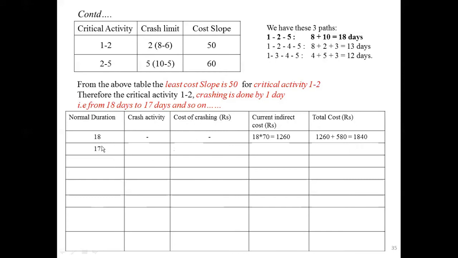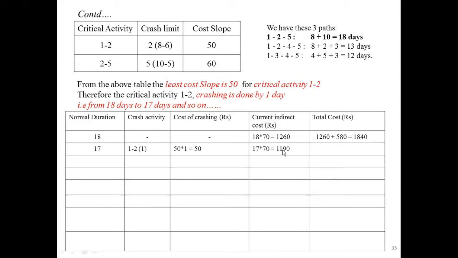Then next, if you reduce by 1 day, from 18 days to 17 days, for the critical activity 1 to 2, because it has the least cost slope, it is 1 to 2 for 1 day. You can reduce only for 2 days. Then the cost of crashing is 50, that is 50 for 1 to 2, 50 into 1, you get 50 rupees. The current indirect cost, reduced to 17 days, you write 17 into 70, where 70 is the indirect cost per day given in the problem.